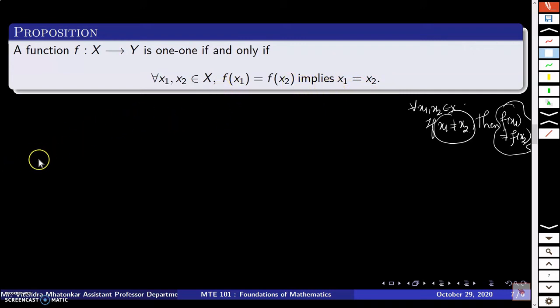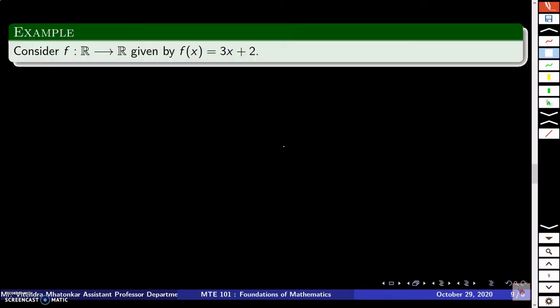So the definition which I've stated in the previous slide is equivalent to this statement. I can call this, let's say, star is equivalent to this statement star. Okay, so you can also use this as the definition, and in many problems, this second definition, the contrapositive of the definition, actually is useful. So let me look at one example.